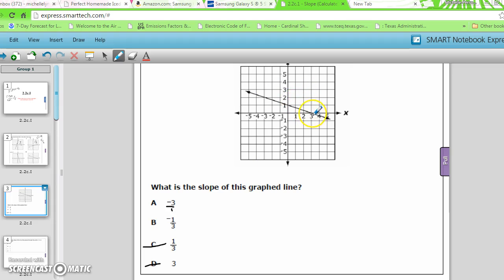I like to put a point where it intersects right in the middle, and then let's go find where it intersects again. To get from this box to this point, I go up 1 box and over 1, 2, 3. So the answer is B. It's negative, and they go up 1 box and over 3.